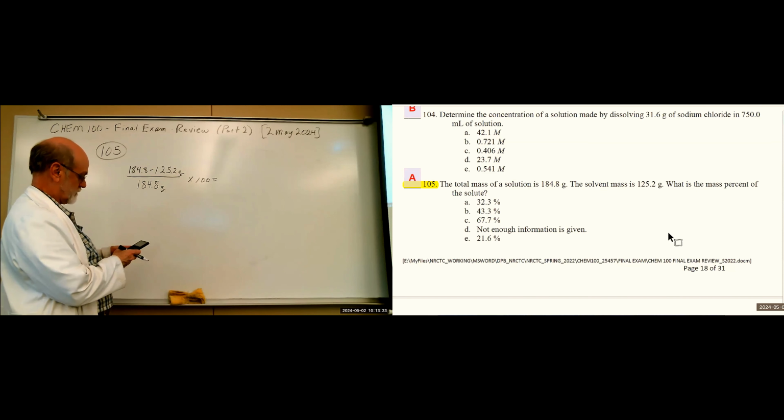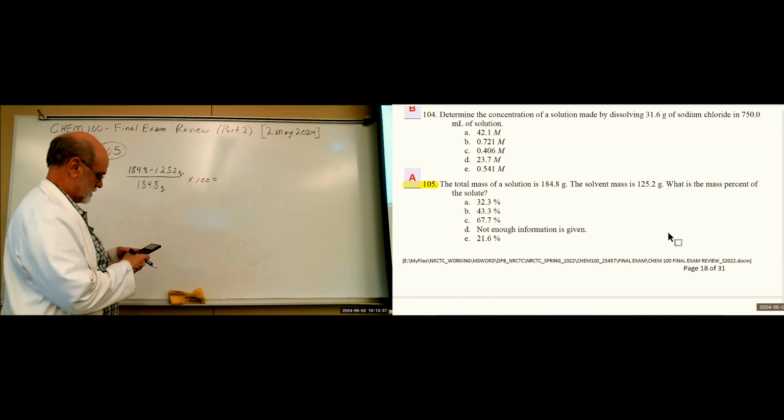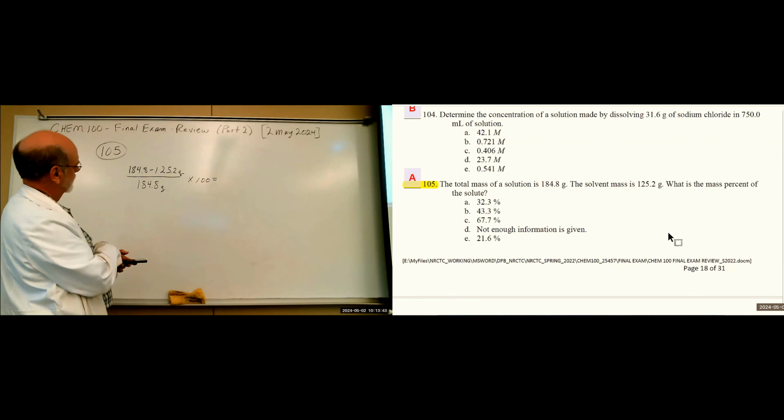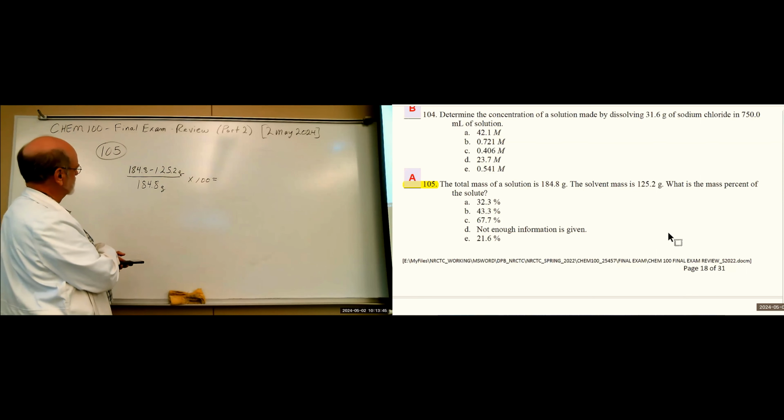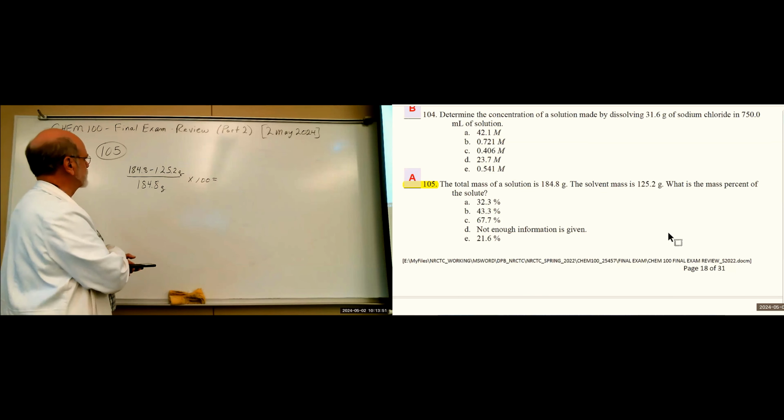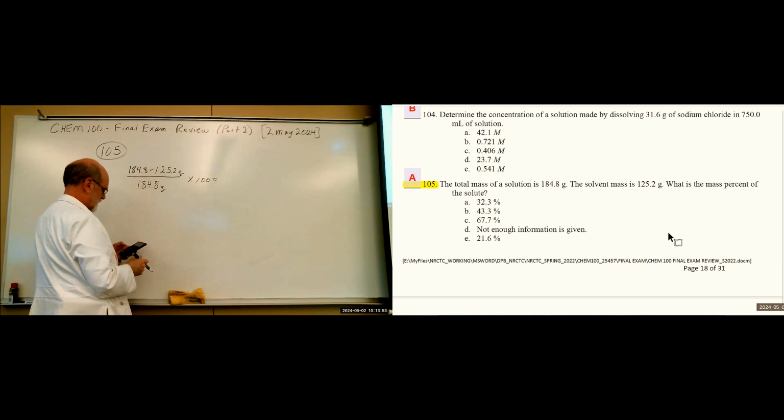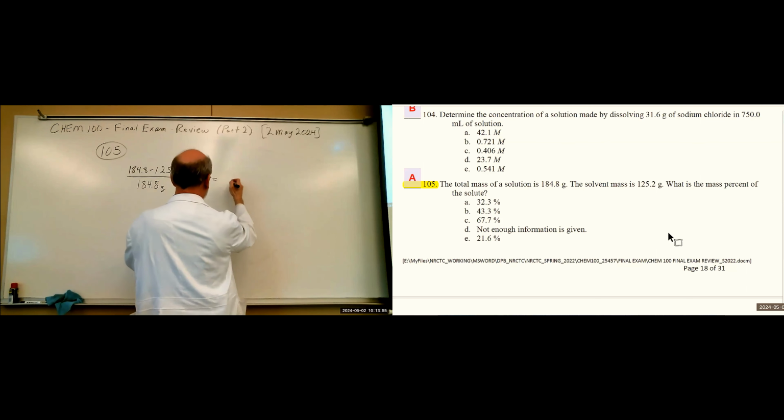Let's see, 125.2. So let's see. And let's see. It's going to have 3 significant figures out of this one right here. So we can go to 32.3%.